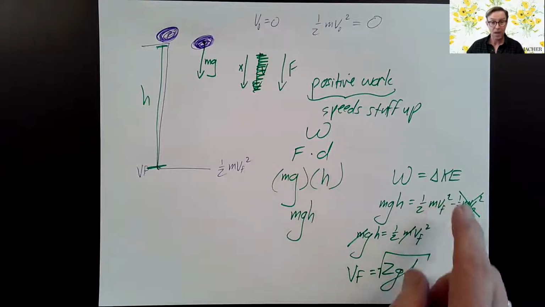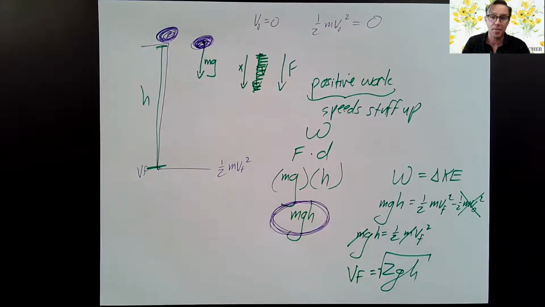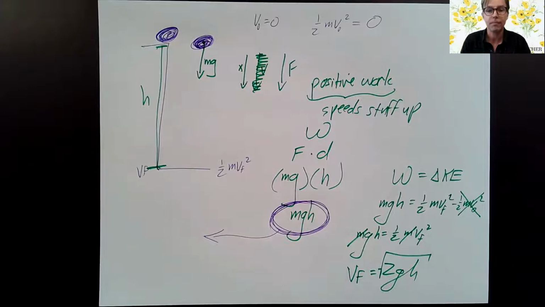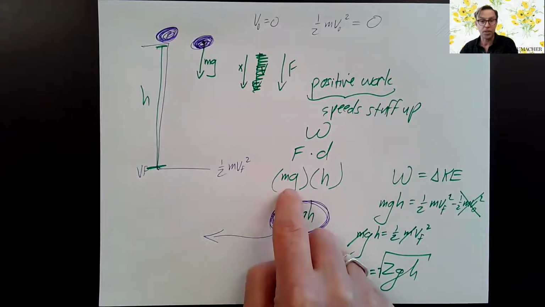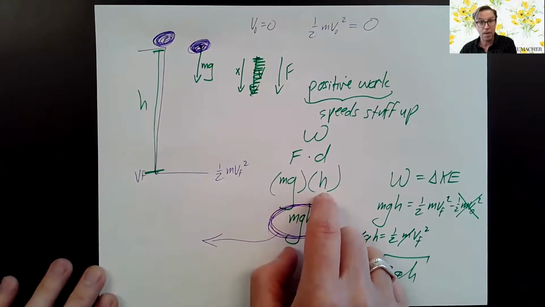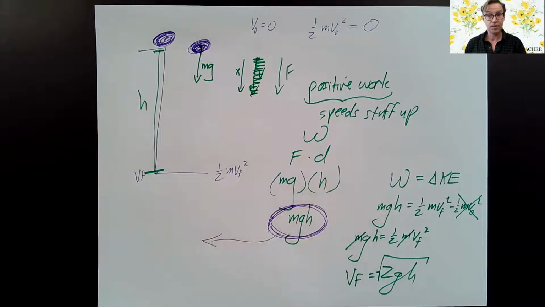That's called kinetic energy. Well, it turns out that this product, mass times 9.8 times height, we use a lot in this chapter. And so we're going to give it a name as well. I'll tell you the name in a minute. But what is MGH? MGH is the work done by Earth. It's how hard Earth pushes, MG, times how far Earth pushes, H. And remember, how hard you push times how far you push is work. Work is force times distance.